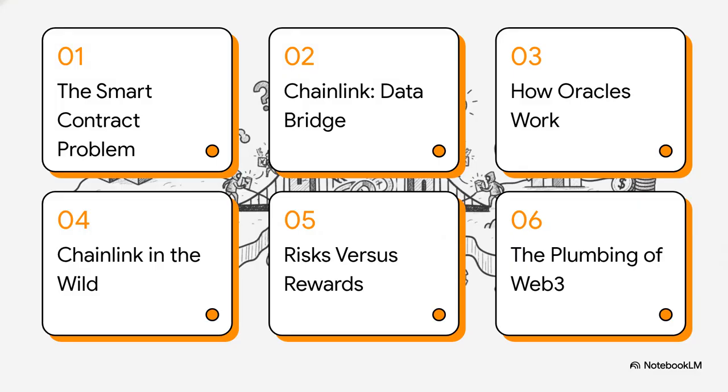So here's what we're going to cover. First, we'll tackle the big problem that smart contracts face right out of the box. Then we'll see how Chainlink steps in as a data bridge, get into how its oracles work, and look at some awesome real-world examples. After that, we'll weigh the risks against the rewards, and finally, we'll wrap it all up with why people call it the essential plumbing of Web3.